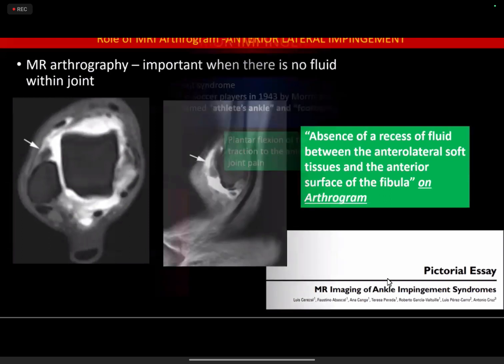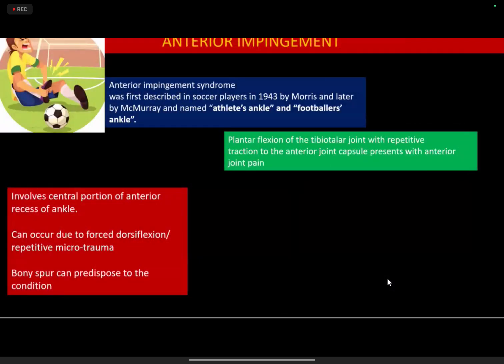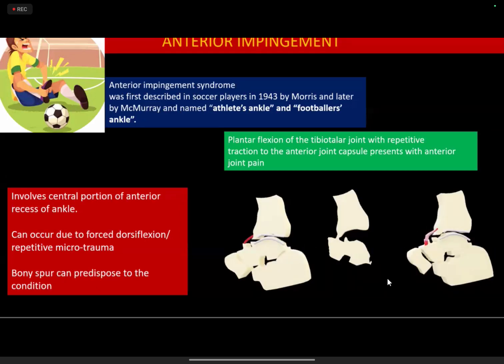for arthrograms. Coming to another very common type of impingement, that is your anterior impingement. It was first described in soccer players. It is often termed athlete's ankle or footballer's ankle. Patients usually present with painful plantar flexion at the tibiotalar joint. Now, the etiology that has been postulated for this is repetitive capsular inflammation and synovial inflammatory response, which in itself can cause pain along the anterior aspect.